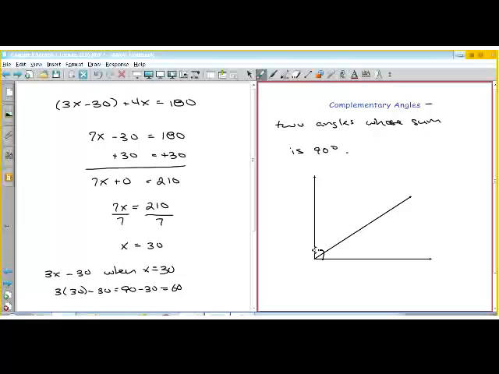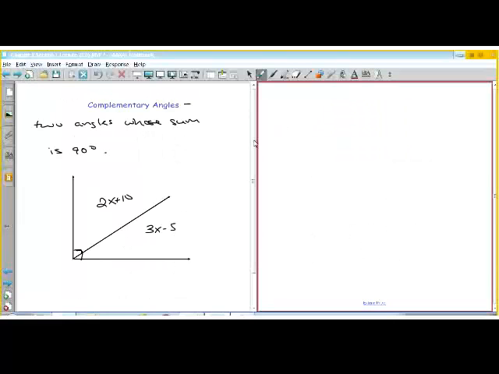So in this drawing, we have a right angle between these two perpendicular lines, and so we know that this angle, whatever it is, I'm going to make up a problem here, so hopefully it works out right. 3x minus 5, and this one's going to be 2x plus 10. So the sum of these two angles has to equal 90 degrees.